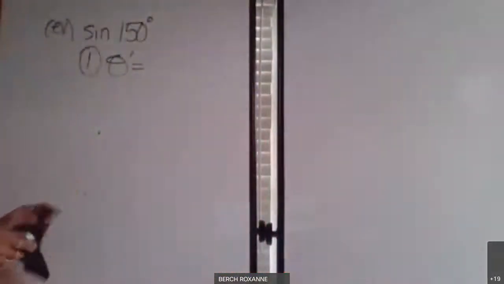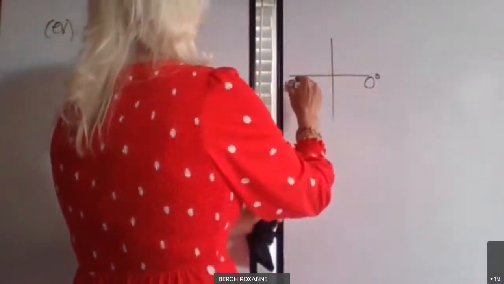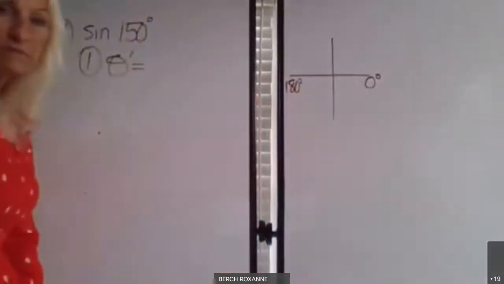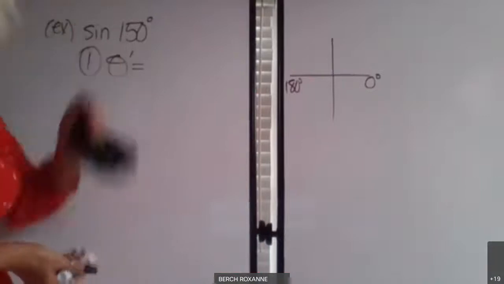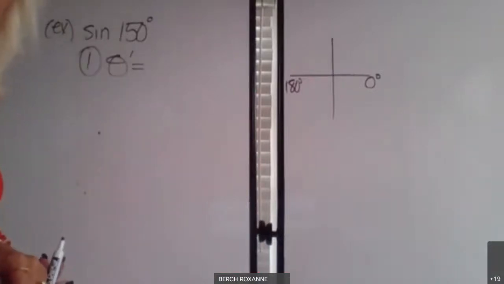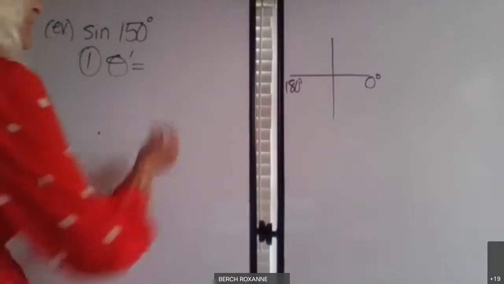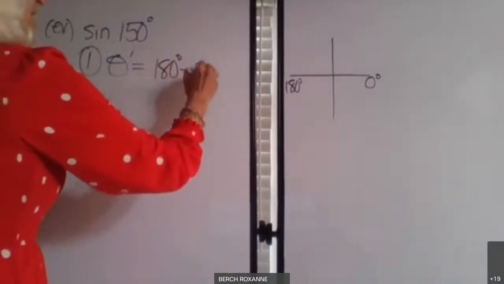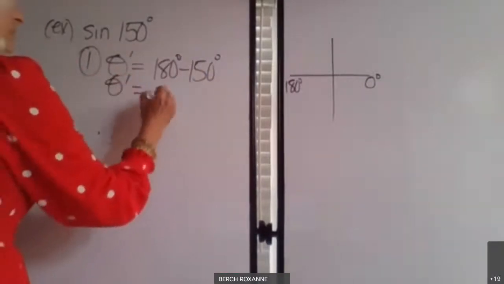All right, here we go. So this is 0 degrees and over here is 180 degrees. So what's the closest horizontal to 150? 180 degrees. So check this out. If I take 180 minus 150, what do you get? 30 degrees. That's your reference angle.